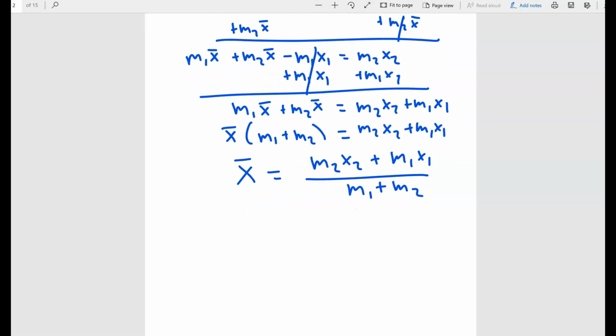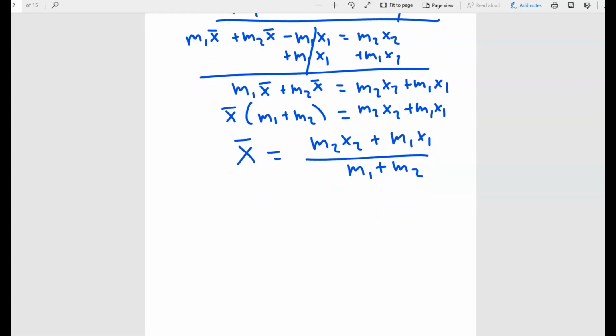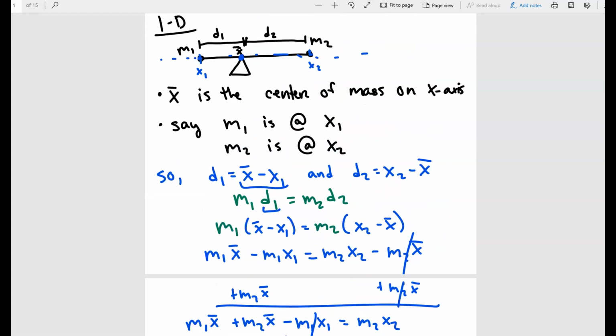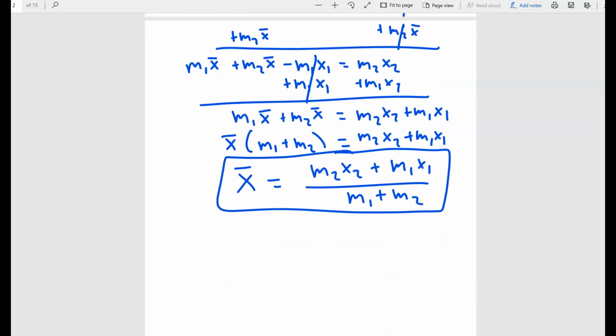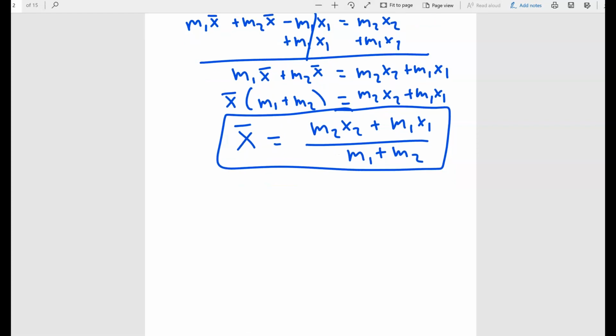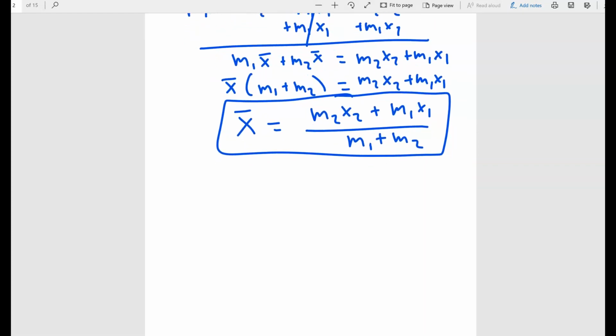So if you think about it, you are basically finding a weighted average. This is the formula for where the center of mass will be. If I have some masses and the locations of the masses, then it doesn't really matter what d1 and d2 are. All I need to know is what my masses are and what locations they are at, and then I just divide by the sum of the masses. So let me go ahead and write it a little bit better.